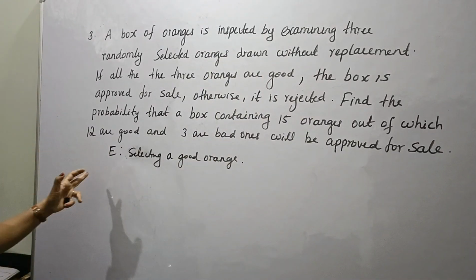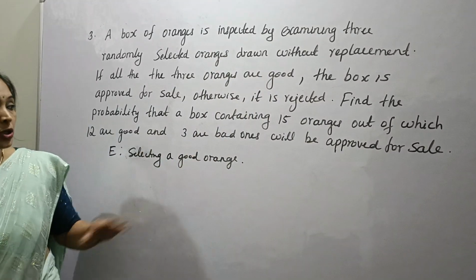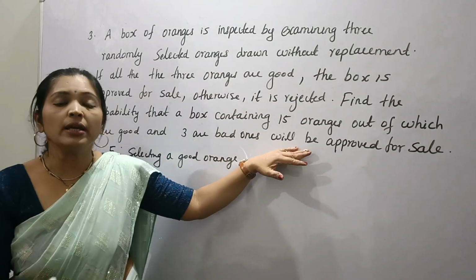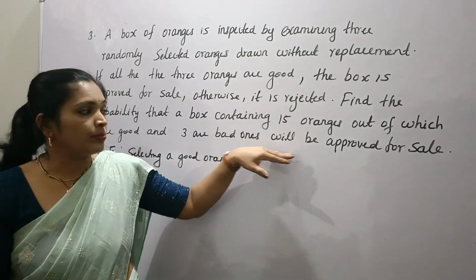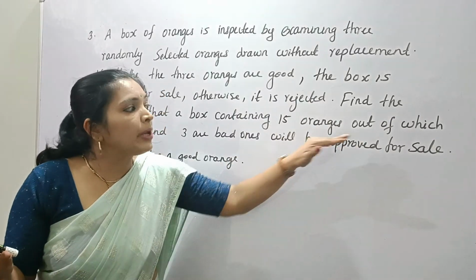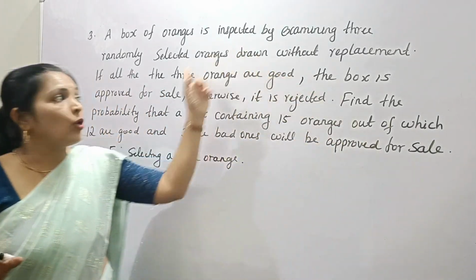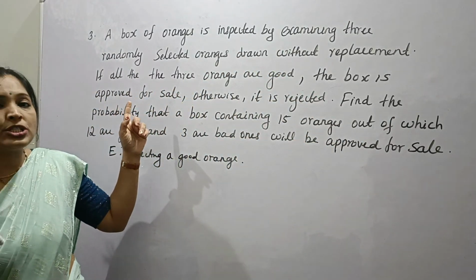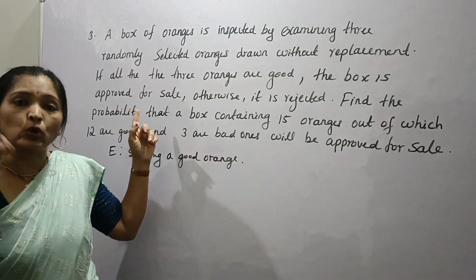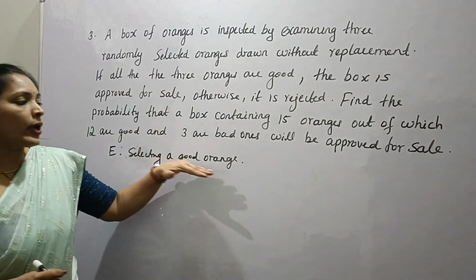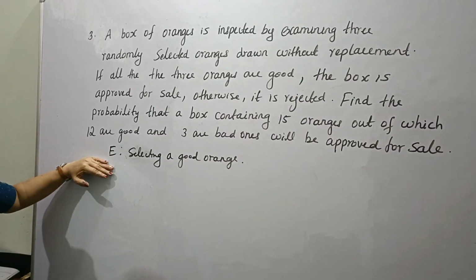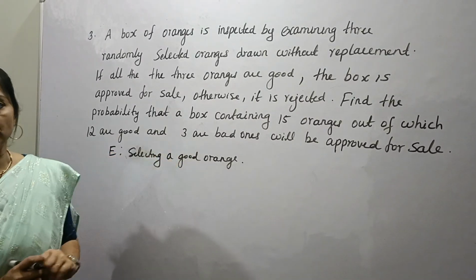Now let's take the event selecting a good orange. Why? Because here we have to find the probability that 3 good oranges are drawn. It is given that the box will be approved for sale, and we know that only if the 3 drawn oranges are good is the box approved for sale. Right? Okay, so here E is the event selecting a good orange.